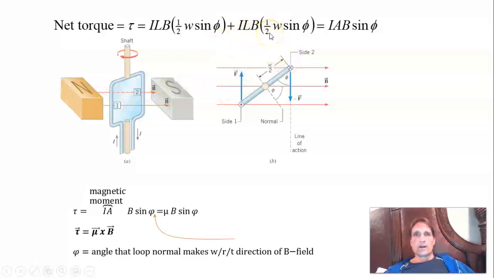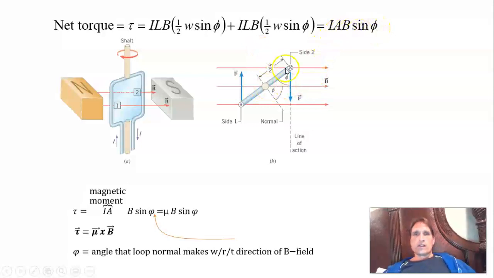Okay, so that's the torque on this side, and the same torque is on the other side. When you add them up, you get that the torque is I times W, the width, and L, the length, and length times width is just the area of the loop, so that's I times the area of the loop times B times sine of theta. So that's the magnitude of the torque. And the torque is strongest when the angle phi is 90, which means that the dipole moment is perpendicular to the field.